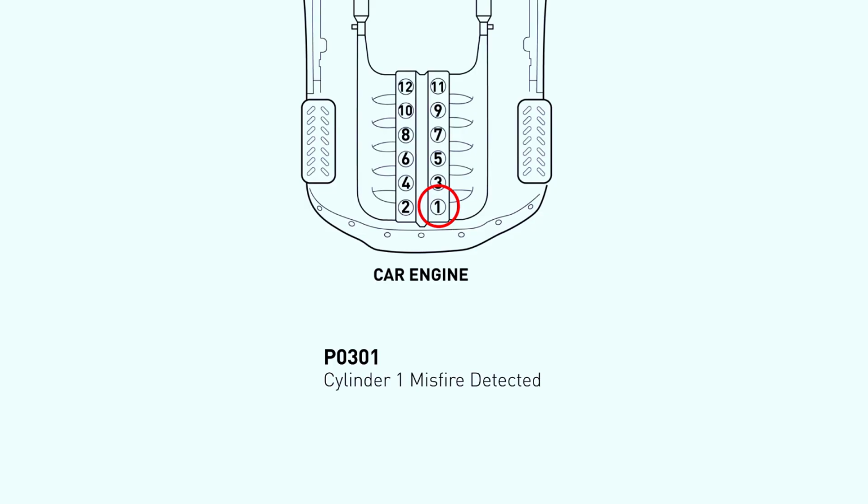Before we dive in, let's understand what's happening. A misfire means the air-fuel mixture in cylinder 1 isn't igniting properly. This can be caused by problems in the ignition system, fuel system, or even engine mechanics.